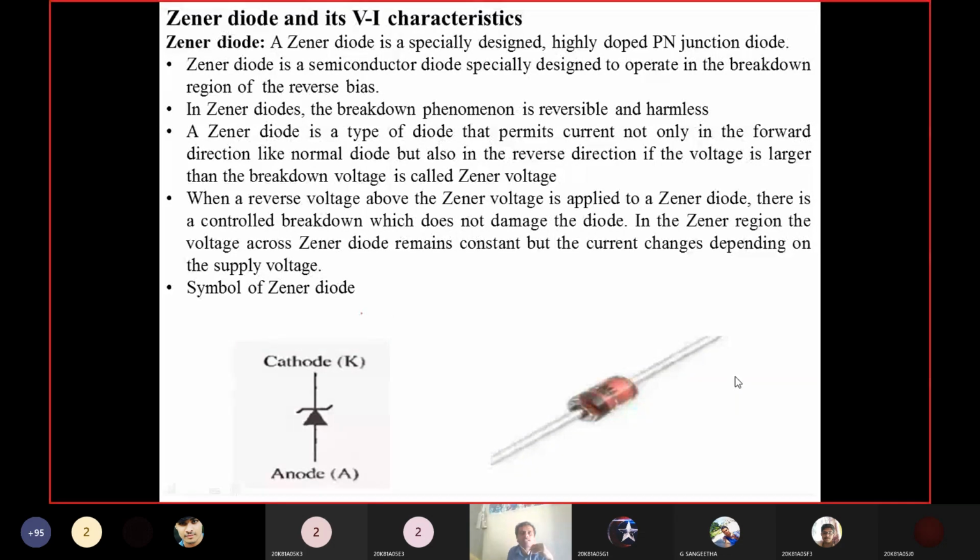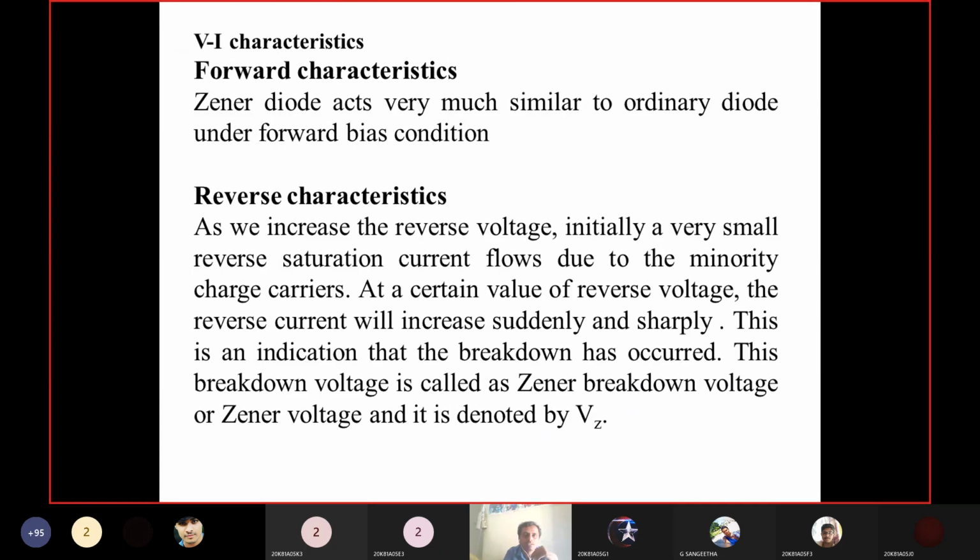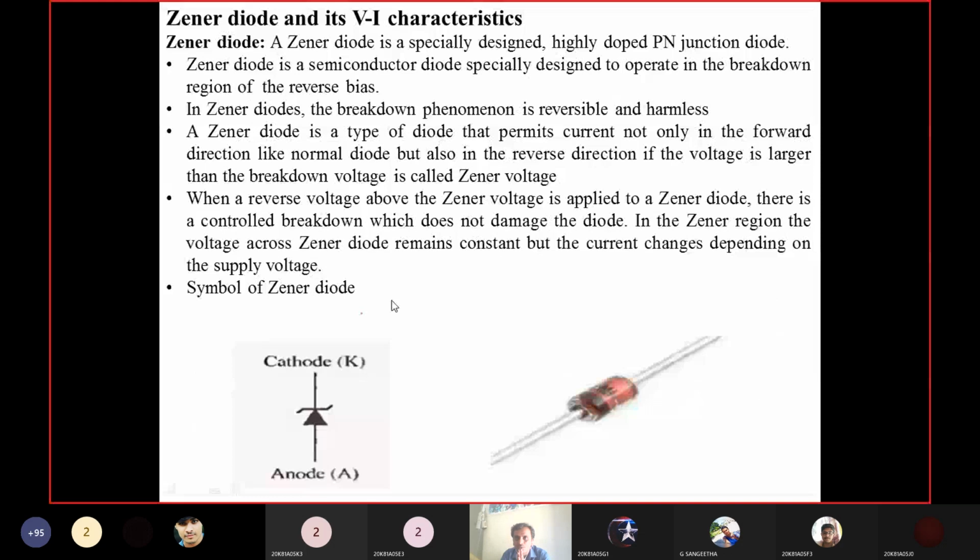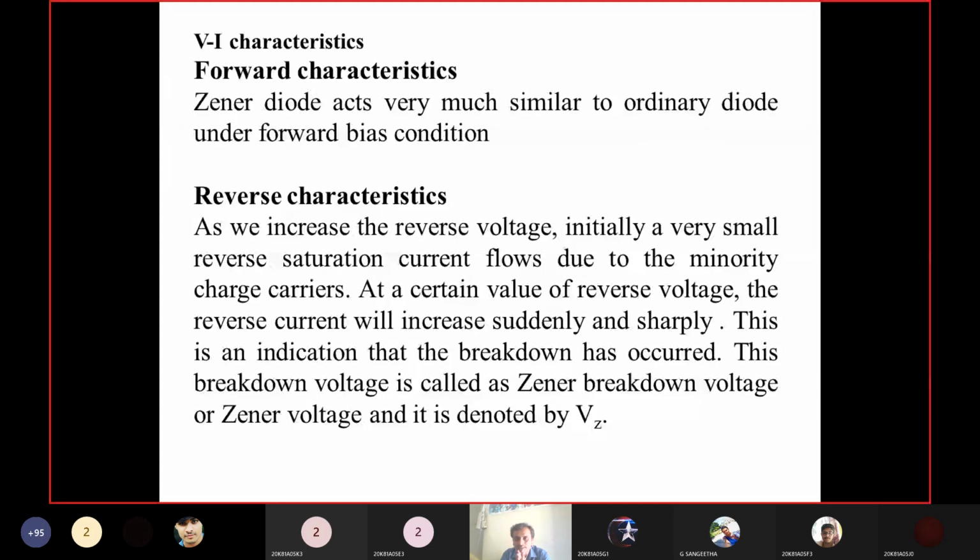Okay, next, the IV characteristics of the Zener diode. I will explain what the Zener breakdown is, after the forward and reverse bias. First, we will discuss the forward bias characteristics. A Zener diode acts very much like an ordinary diode under forward bias conditions. Whatever the characteristics of a PN junction in forward bias, the same applies to the Zener diode.